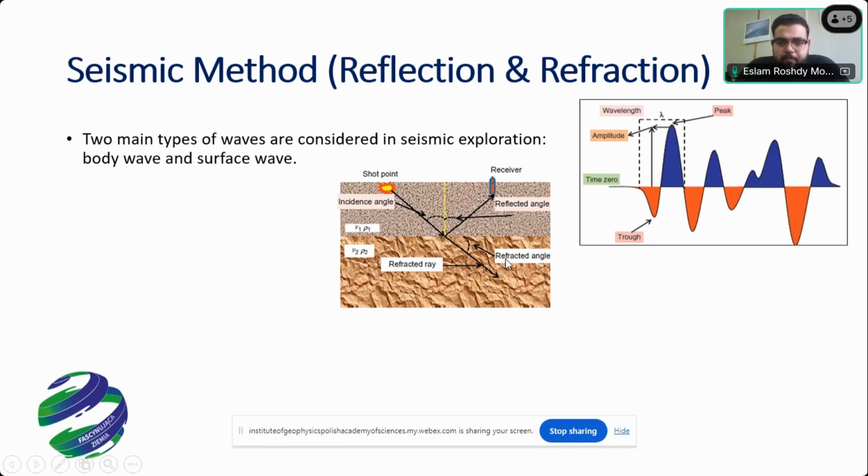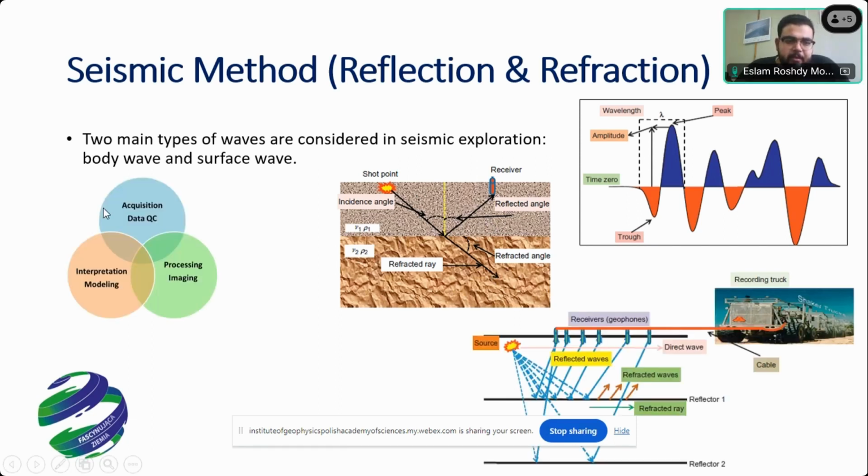So we can define two laws for seismic: the law of reflection and the law of refraction. The law of reflection means the incidence angle equals the reflection angle, and refraction follows Snell's law.